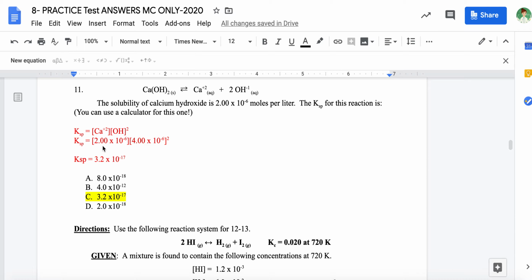which gets simplified to 3.2. Your exponent here ends up being a negative 12, and then you have a negative 6, and then once you move all your decimals over, you could do this without a calculator. But watch out for the fact that you have to double your concentration of the hydroxide because it's 2, and you have to square it.